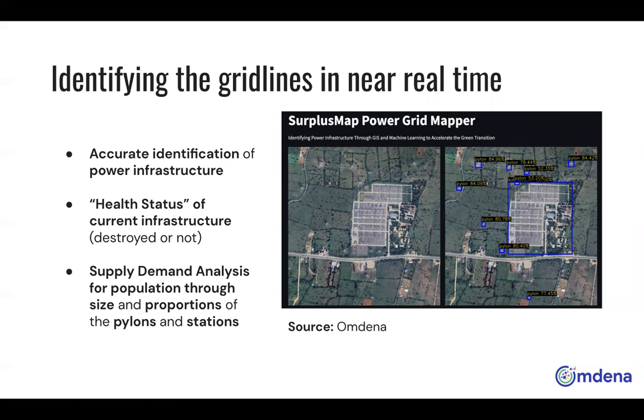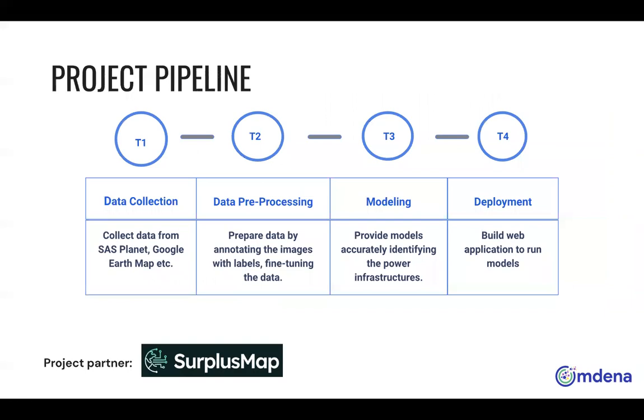the current infrastructure is in good condition or has been destroyed, and whether the infrastructure is sufficient for supplying the population around it. The project pipeline included collecting data from websites such as Google Earth Map and SaaS Planet, processing the data to annotate the images into pylons, substations, and power stations, along with determining the best zoom level that can result in most accuracy and further fine-tuning the data.